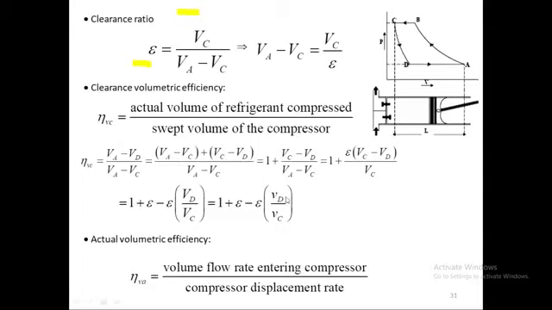So it is 1 plus epsilon minus epsilon times VD upon VC. Sorry, what is VD? VD is this expanded volume after the expansion. So VD upon VC, the expanded volume divided by the clearance volume, is that ratio here. So that is the equation for volumetric efficiency. It's a theoretical efficiency, so it does not consider any losses.